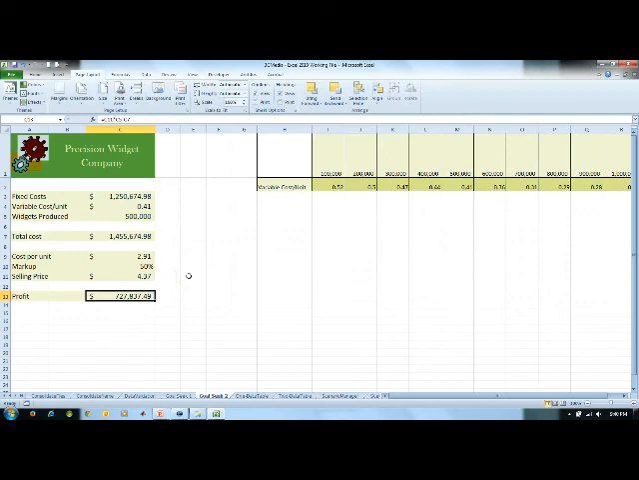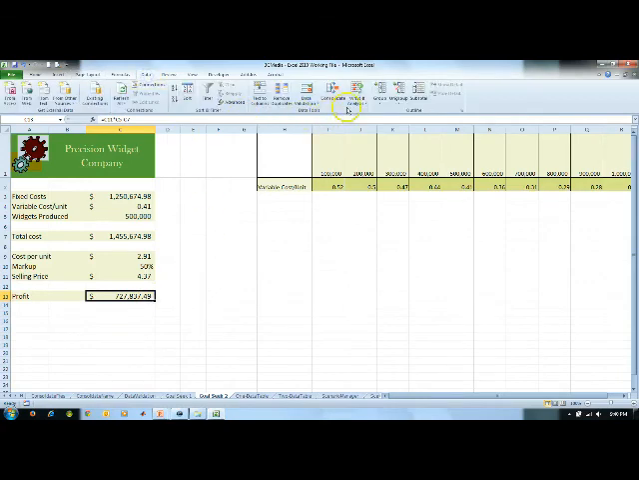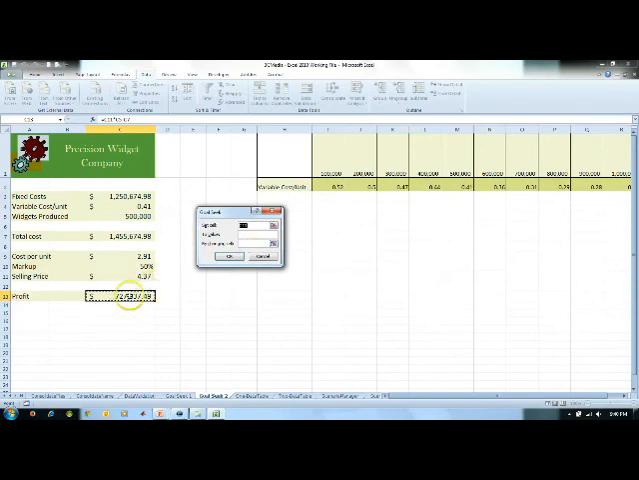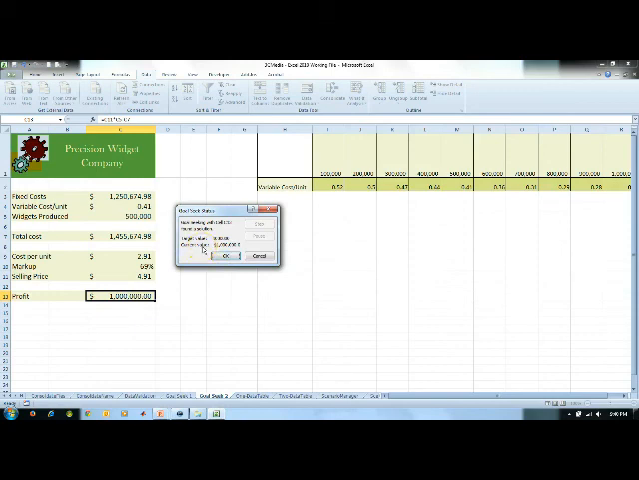Now let's try one more example. I put back the widgets produced to 500,000. And we still want to make a profit of $1 million. What would our markup have to be? So again, let's use the power of GoalSeek and say our profit, we want to set it to $1 million by changing our markup. And we're going to see, wow, GoalSeek found it immediately. Our markup would have to be 59%.